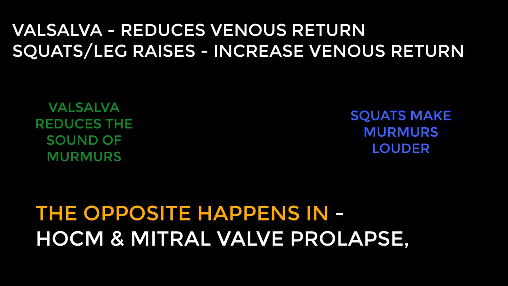There are 4 main murmurs that you should really know off by heart for your finals exam. They are aortic stenosis and aortic regurge, and mitral regurge and mitral stenosis. Aortic stenosis is a systolic murmur, and aortic regurge is a diastolic murmur. Mitral regurge is a systolic murmur, and mitral stenosis is a diastolic murmur. We'll start with aortic stenosis, which is a systolic murmur.